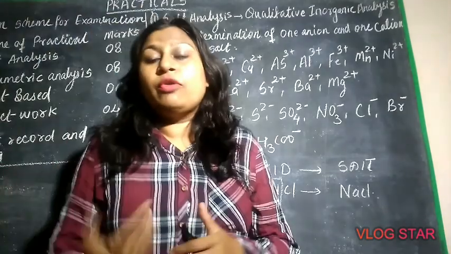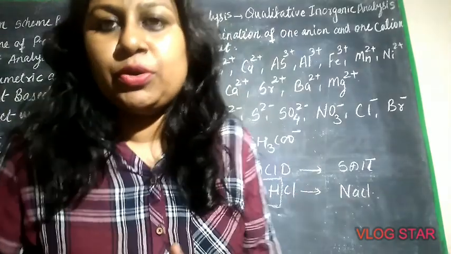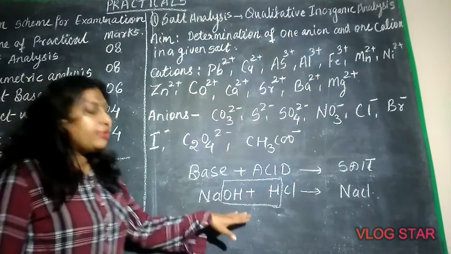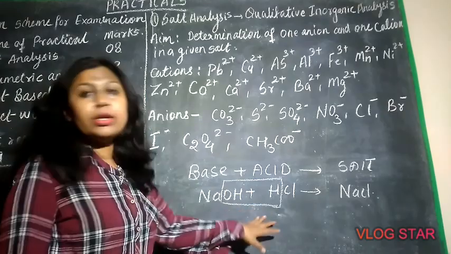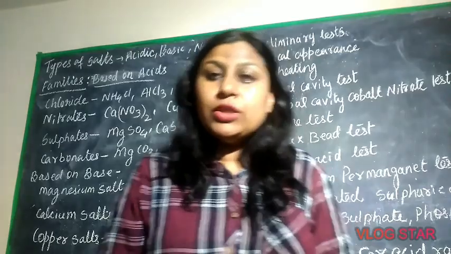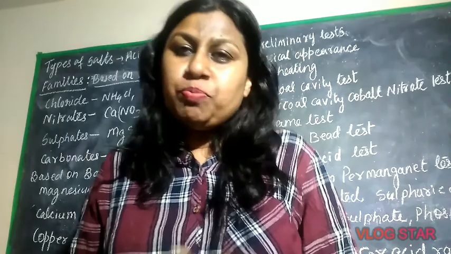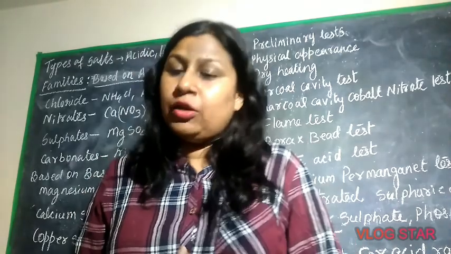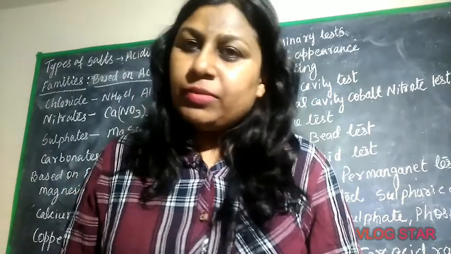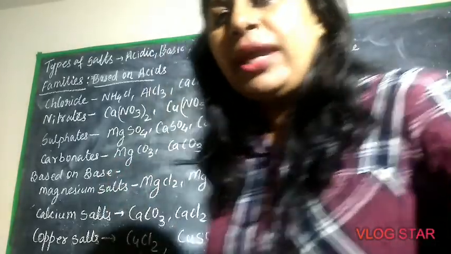Children, do you know where a salt comes from? When a base reacts with an acid, salt is produced. For example, when NaOH, which is a base, reacts with HCl, a water molecule is eliminated and sodium chloride is formed. Now, which part of the salt will be your cation and which your anion? The part which comes from the base will be your cation and the part which comes from an acid will be your anion.